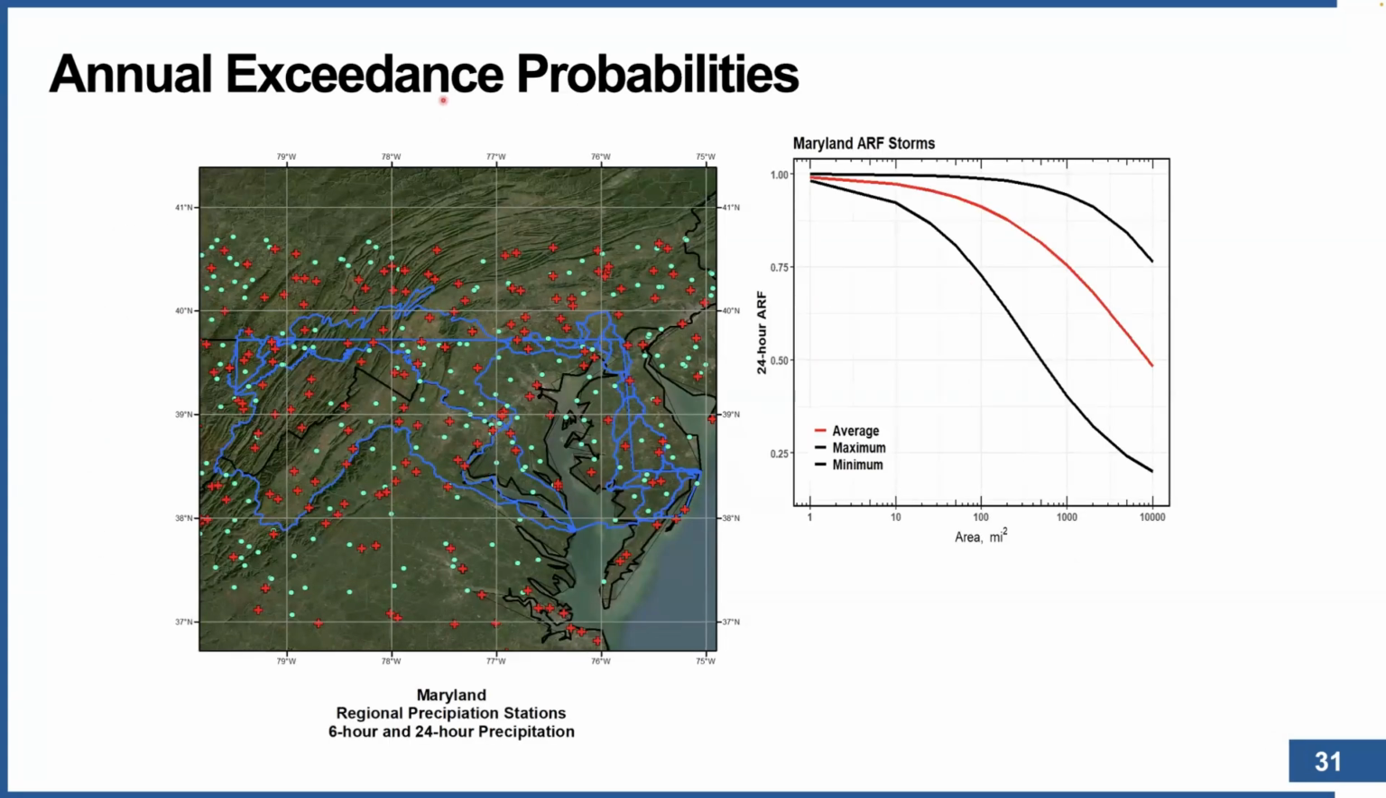The next thing that we want to look at is the probability estimate. As I mentioned, it's a big deal that we've been doing over the last 5 or 10 years, is quantifying the annual exceedance probability of the PMP in general.